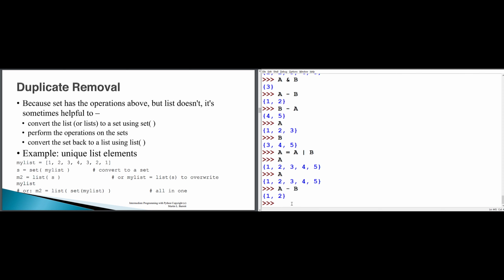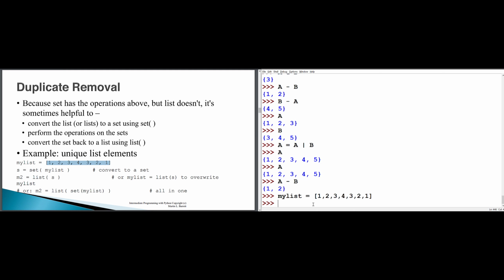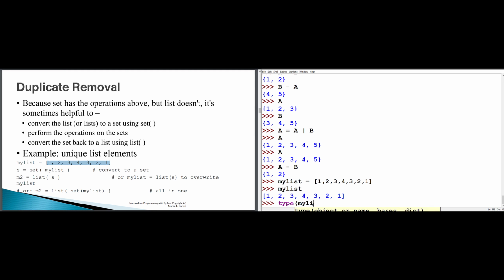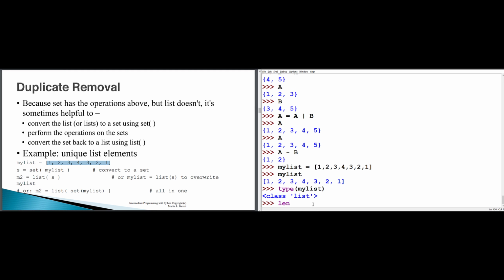One convenient thing that you can use sets for is as a way of eliminating duplicates within a list. So let's suppose that I have my list here. I'm doing this example below. So I'm going to say my list gets 1, 2, 3, 4, 3, 2, 1. So my list is a list that contains 7 items.